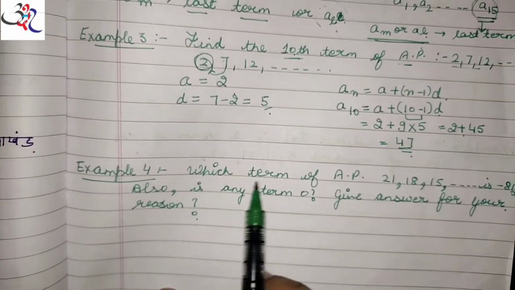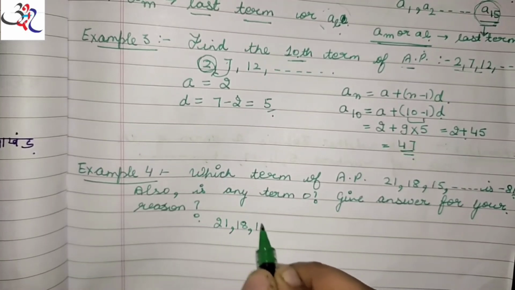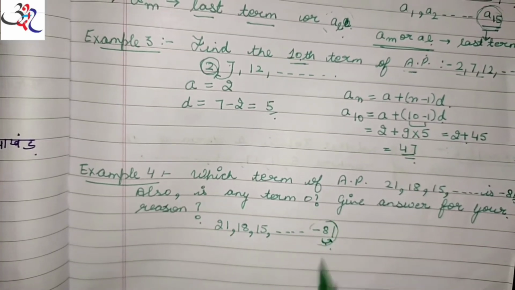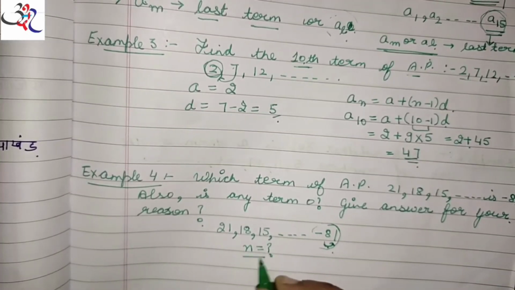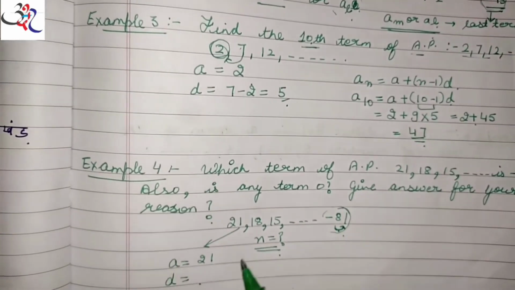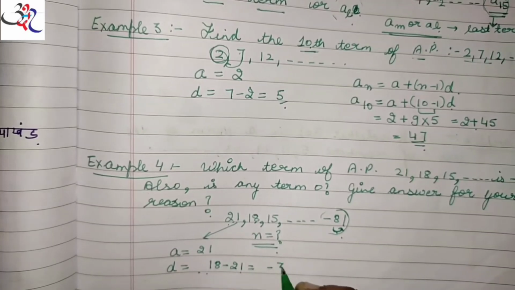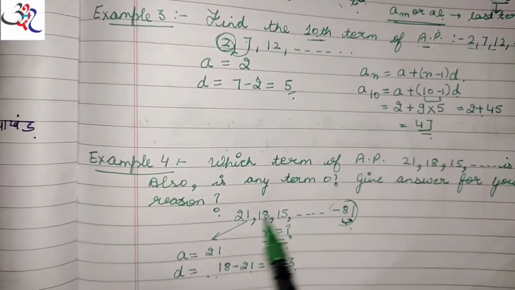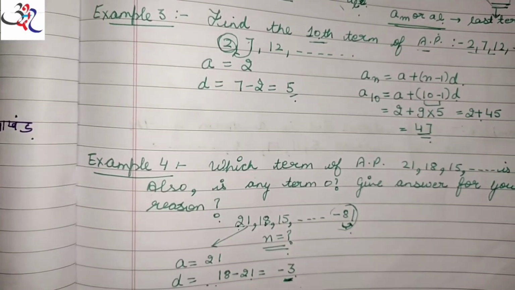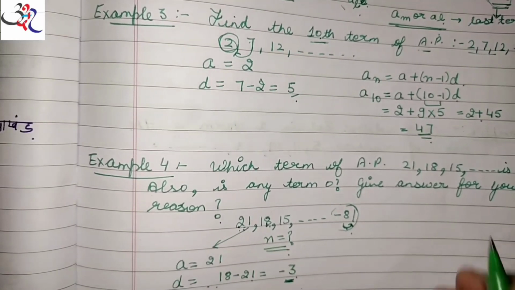Moving to the next example, example number 4, which says: which term of the AP 21, 18, 15 and so on is minus 81? These are the terms given to you, up to minus 81, and you have to tell which term this is. So this time you have to find the value of n. First you need your first term and your common difference. How do we find the common difference? The common difference is the second term minus the first term. So you will get minus 3. Always subtract the first term from the second term, whether your common difference is positive or negative. It does not matter, but you have to subtract the first term from the second term.